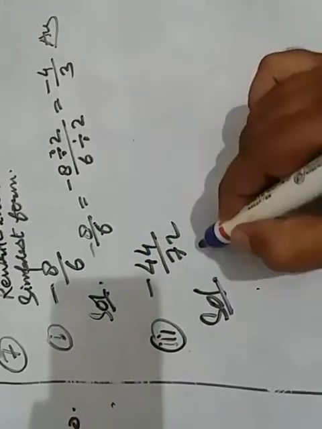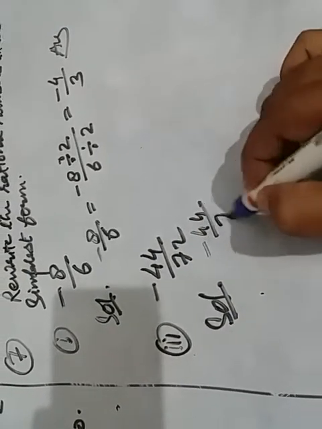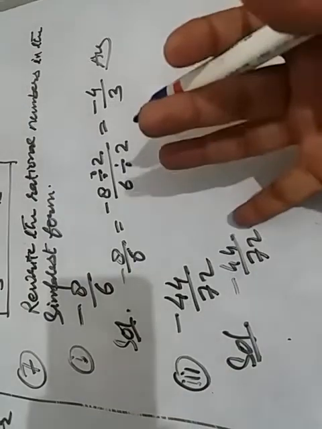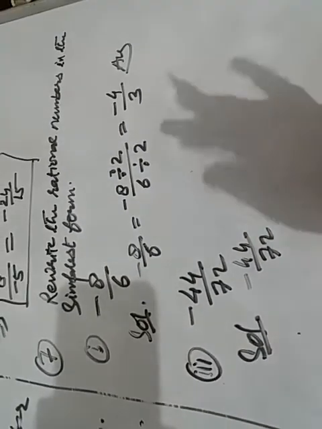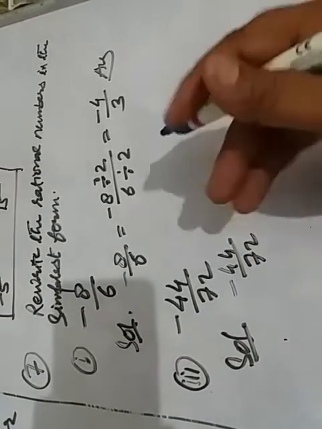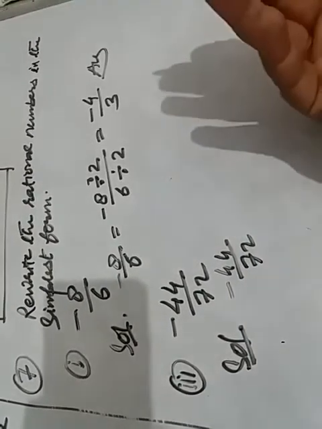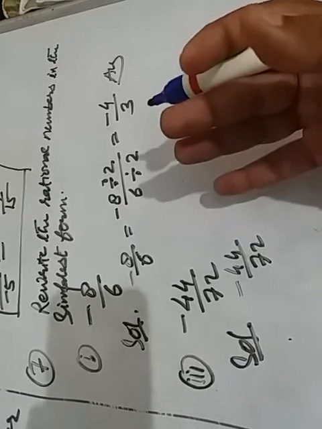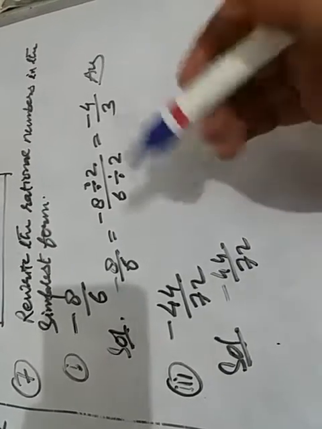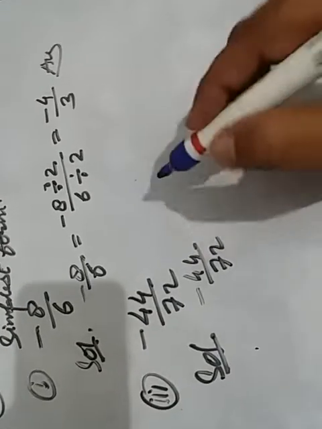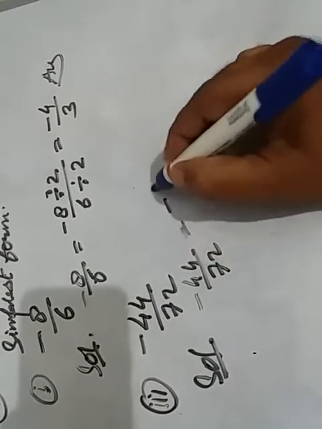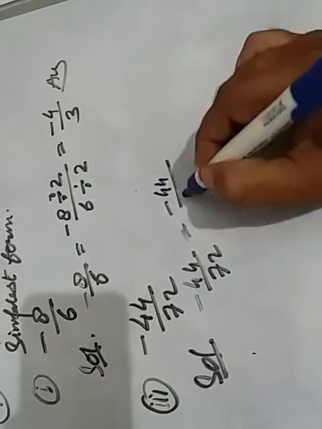Here, children, minus 44 upon 72. It is not always necessary to divide at one time only; you can divide 44 and 72 in one step, or you can take more than one step, dividing by a small divisor. So this is minus 44 upon 72.